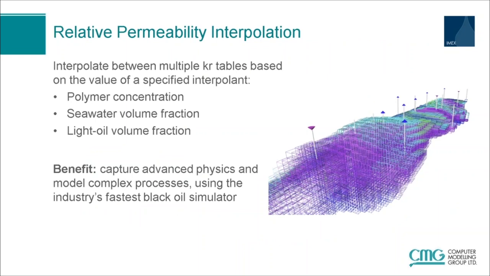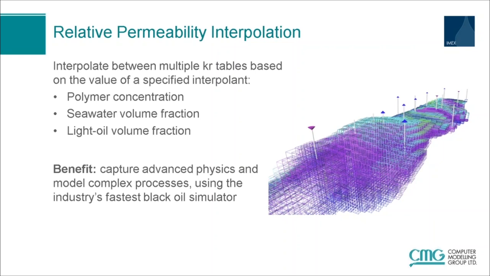New to IMEX this year is the option of relative permeability interpolation. This option is already widely used in our compositional simulators, GEM and STARS. So this new option lets us make our relative permeability depend on other parameters than the traditional phase saturation. In IMEX, we can make our relative permeability depend on 3 additional parameters currently. The first parameter we can make it depend on is the polymer concentration. So depending on how much polymer we have in a grid block, we can adjust our relative permeability to water, which is very important for accurately modeling polymer injection processes.